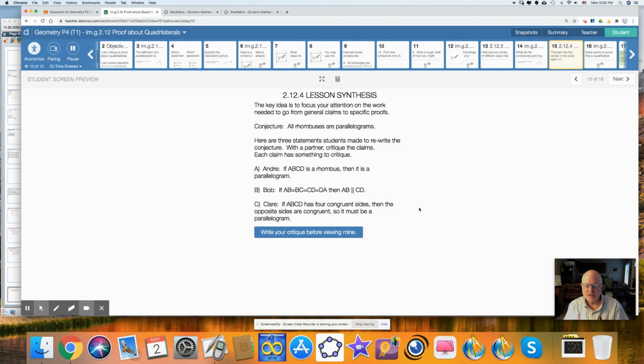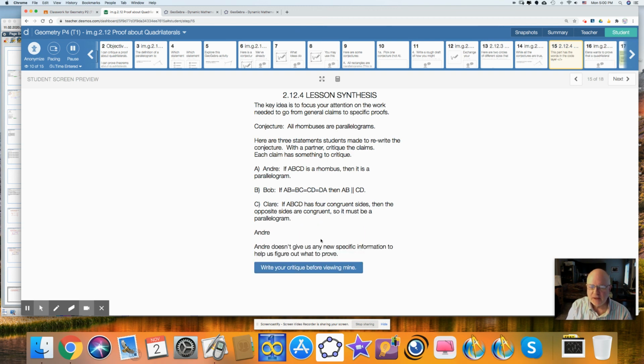Andre said if ABCD is a rhombus, then it is a parallelogram. Well, he needs to have a given, and he needs to have a prove statement. And he needs to say more than it is a rhombus. Using the definition of a rhombus, he needs to tell me that AB is equal to BC is equal to CD is equal to AD. All four sides are congruent. And if that's true, then to be a parallelogram, AB has to be parallel to CD and BC has to be parallel to AD. So it doesn't give us enough specific information to figure out what it is we're going to prove.